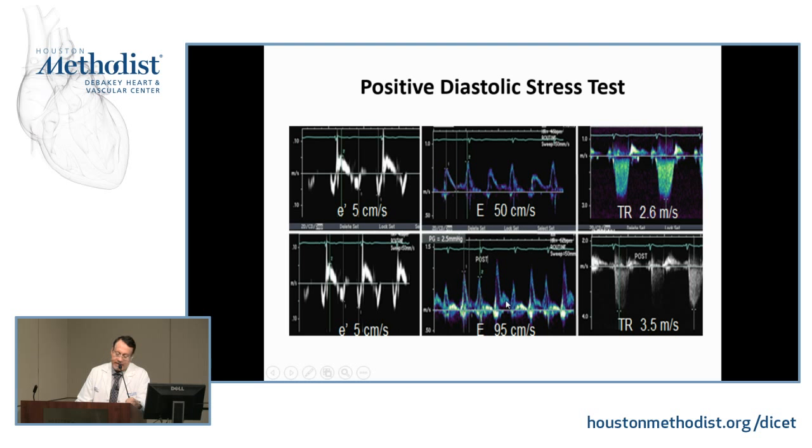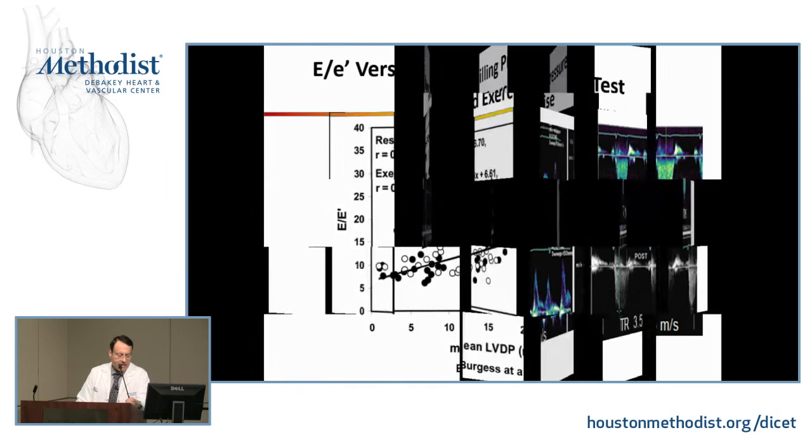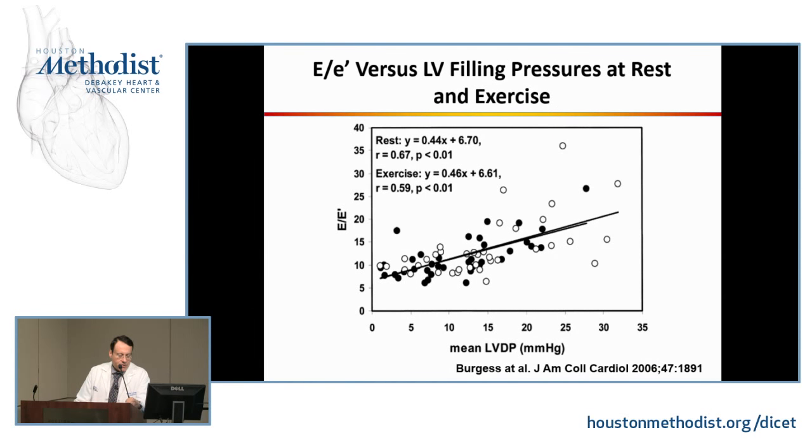You can even identify that L velocity. And notice now you have a much higher E to E prime ratio, clearly more than 14. The peak TR goes to 3.5, or 49 millimeters of mercury. So this is a patient who has heart failure with preserved EF, normal pressures at rest, but with exercise, you uncover the abnormal diastolic function. This is one of the studies that looked at the correlations.